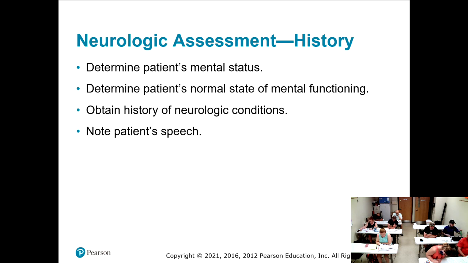We want to obtain the history of neurological conditions. Do they have a history of Bell's palsy? Do they have dementia, Alzheimer's? Do they have any of this stuff? And then, really importantly, what's the patient's speech like? Speech doesn't necessarily always relate to stroke. It's also a symptom of Bell's palsy, which is another neurological issue with the face and the brain.